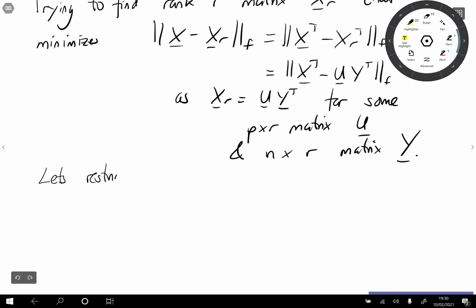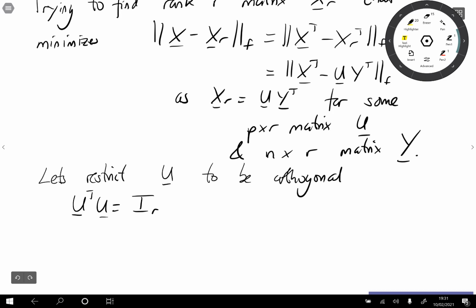Let's restrict U to be orthogonal. So U transposed U equals identity. So it's semi-orthogonal. The reason for doing that is, if U is our coordinate system, coordinate systems with non-orthogonal axes are really confusing. So we always use orthogonal coordinate systems. So let's restrict it to be orthogonal.